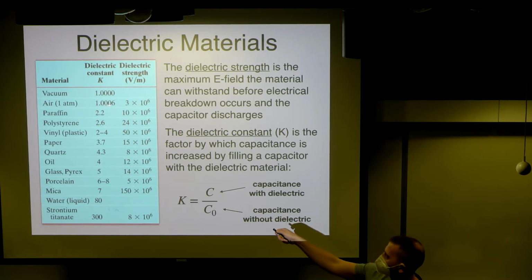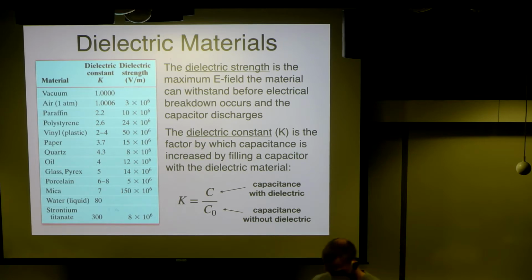It's 1.0006. So it's just a little bit greater than that of a vacuum. If you use a material like paraffin, now we're up to 2. And you can see a whole bunch of other different materials here. I'm not going to list them all.